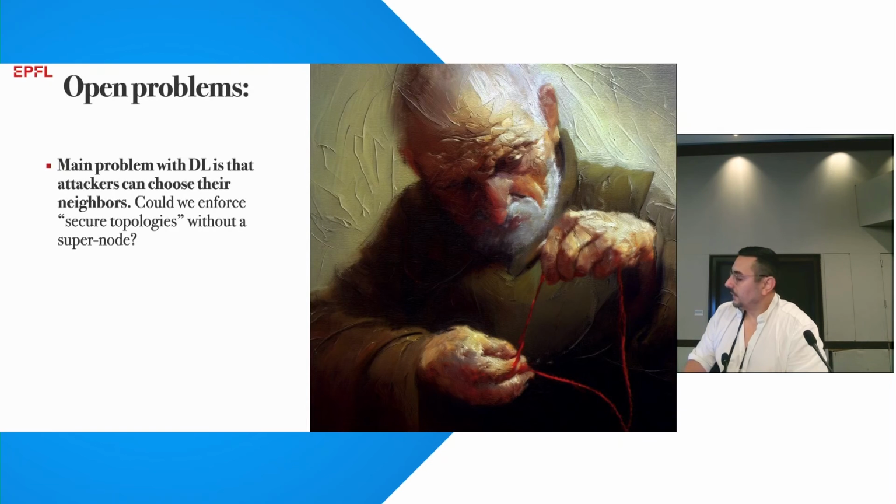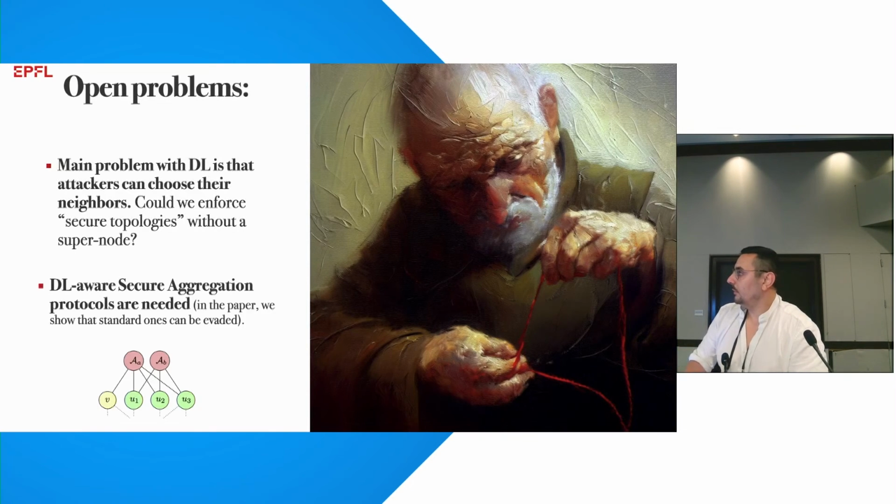Indeed, there are a few main problems that must be solved. The first problem is preventing attackers from choosing their neighbors, but it's not clear how to achieve this without introducing a supernode that has control on the system. Another option is also to use secure aggregation. However, in the paper, we show that current secure aggregation protocols are not working very well in DL.